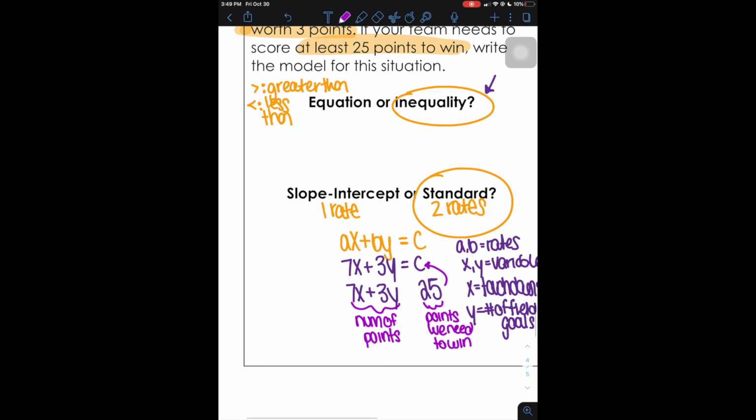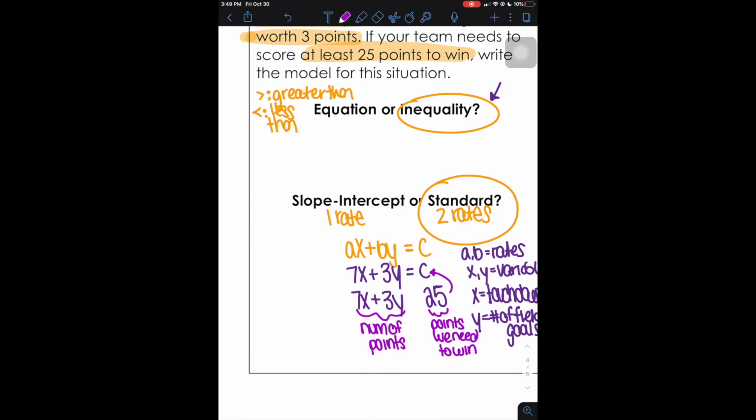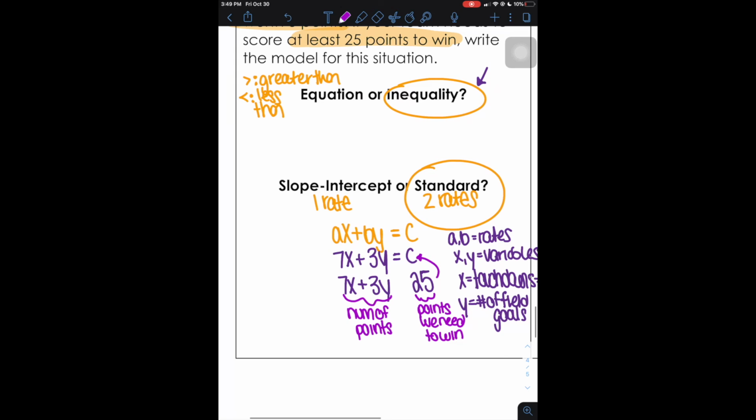So now we need to figure out if we're going to use a greater than or a less than symbol. Sorry for that long pause. I had to think and get my train of thoughts together.